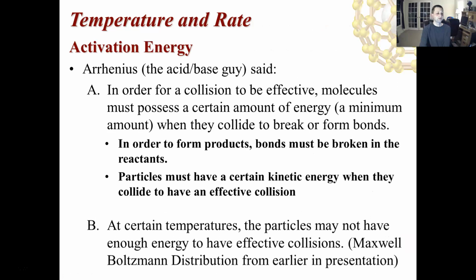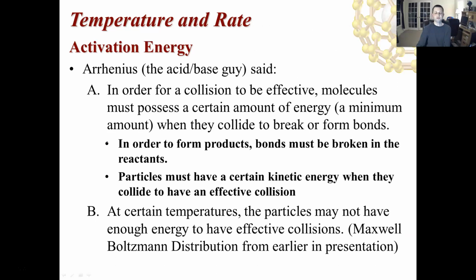So let's talk about something called activation energy real quick, since we referenced it earlier in the lesson. Arrhenius, which is the acid-base guy, which we learned about a unit or two ago, said in order for a collision to be effective, molecules must possess a certain amount of energy, a minimum amount, when they collide to break or form bonds. So the Maxwell-Boltzmann distribution kind of showed us that. In order to form products, bonds must be broken on the reactant side, and particles must have a certain kinetic energy when they collide for an effective collision.